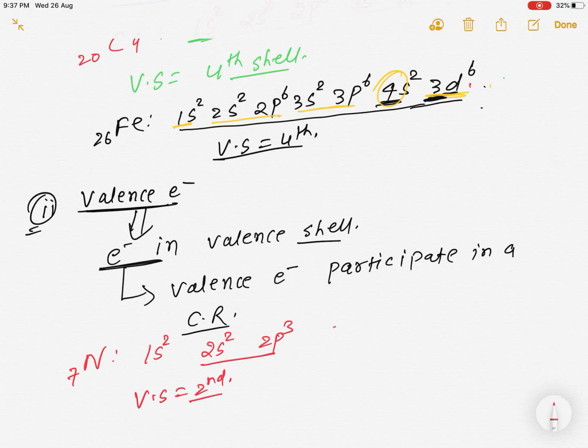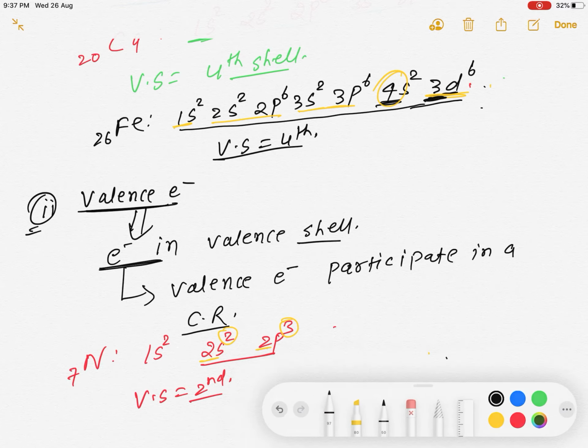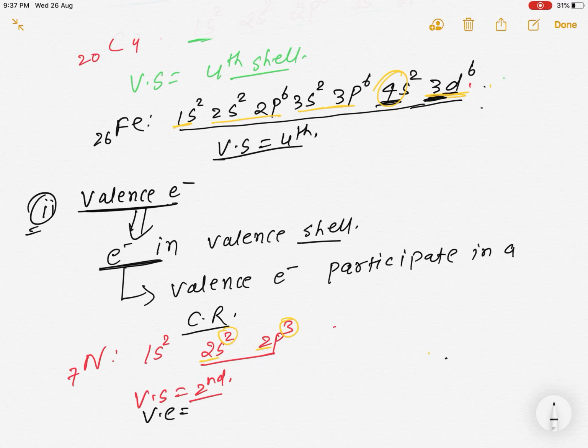Now, how many electrons are there in the second shell? In the second shell, you have 2 plus 3, total 5 electrons. There are 5 electrons in the second shell. That is why the number of valence electrons for nitrogen is 5.